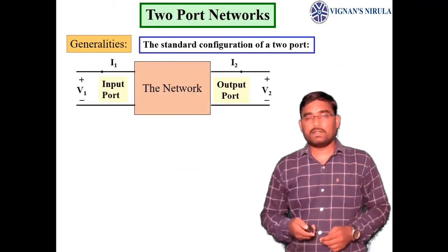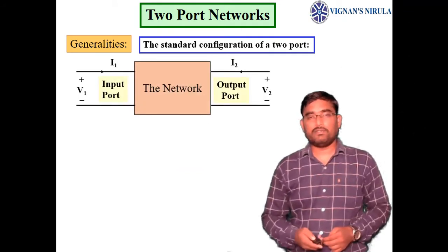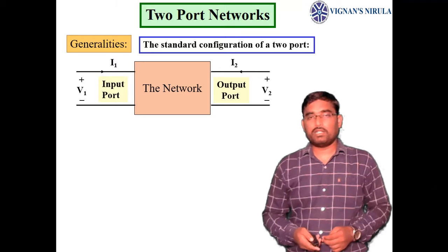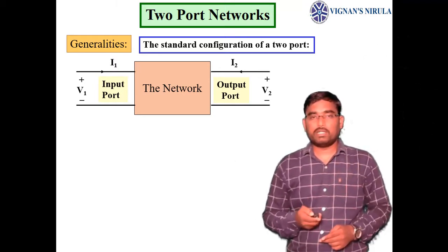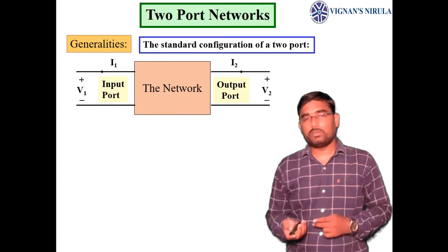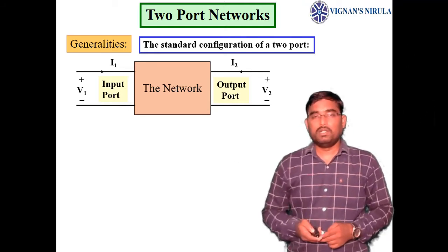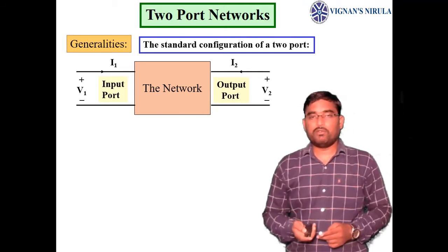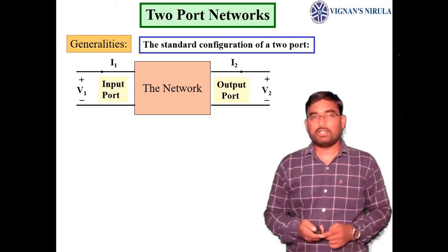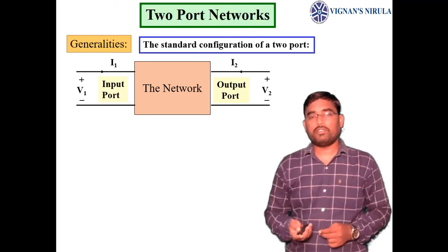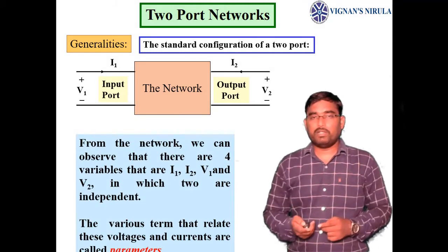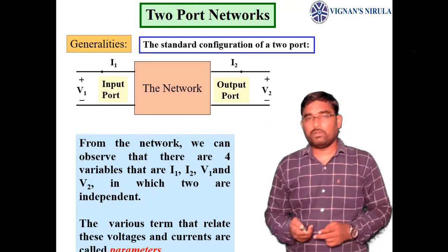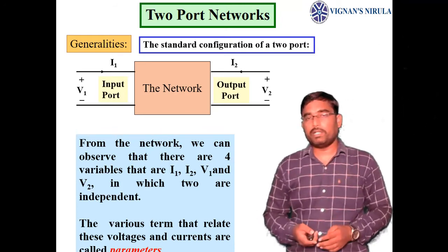If you see the standard circuit diagram for a two-port network, in the figure we have a network which has two ports. At the input port, we take that as port 1, and at the output port, we take that as port 2. Hence the voltage and current at port 1 are V1, I1, and at port 2 are V2 and I2. Out of these variables V1, I1, V2, I2, we take two as dependent variables and the other two as independent variables.